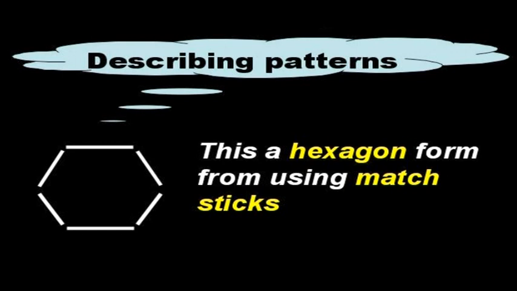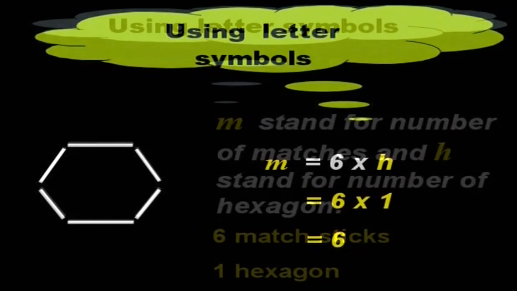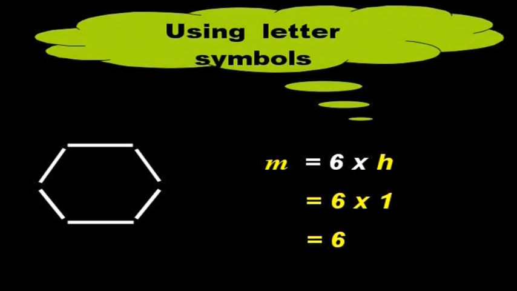this is a hexagon formed from using matchsticks. Now using the letter symbols, M stands for the number of matches and H stands for the number of hexagons. We have 6 matchsticks that form one hexagon. Using the letter symbols now, we have the rule or formula that we can use.